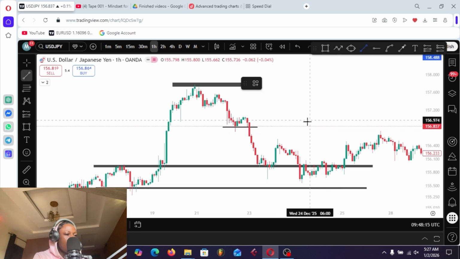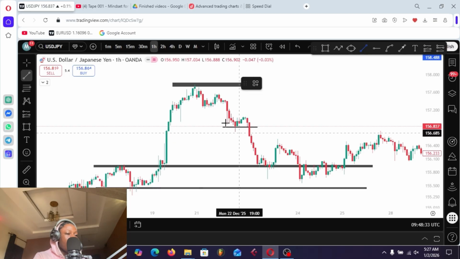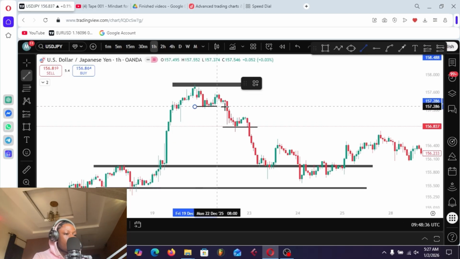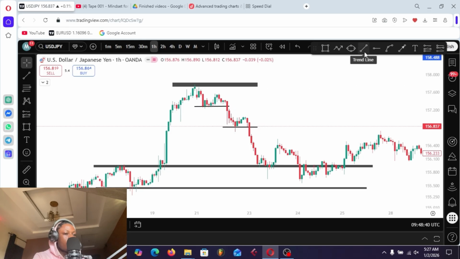In correction now, you follow your lows till it stops breaking them. When it stops breaking your low, that is when you enter continuation. That is when your correction is over, when it stops breaking lows and starts breaking highs. So let me keep marking my low. This is my low too. This is another low.